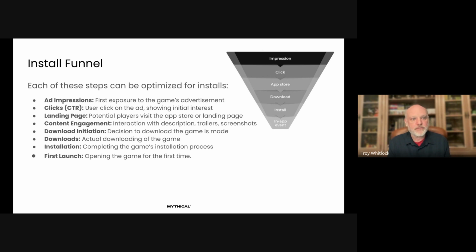So make sure that you've left players, from that ad impression all the way to the first launch, with some tantalizing aspiration that's going to draw them back, particularly if your download is going to take a few minutes and they may have put the phone down in the meantime.